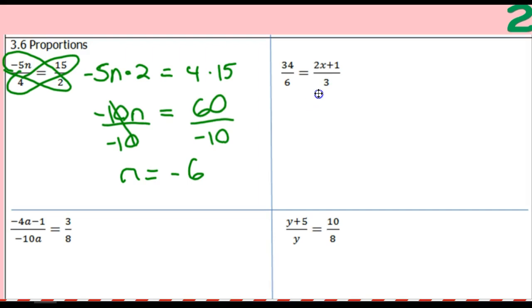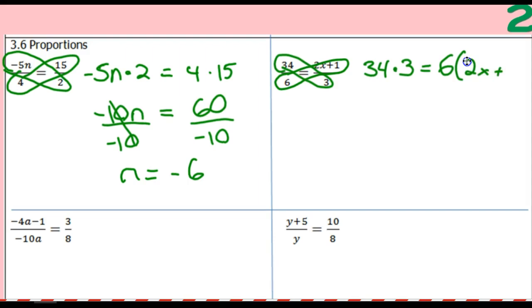Now this problem, we have 2x plus 1 on top. So not only do we have a variable, but we have a coefficient with the variable and another number. So we're still going to cross multiply. That doesn't change. So 34 times 3 equals 6 times, so I'm going to put this in parentheses, 2x plus 1. So 34 times 3 gives us 102.